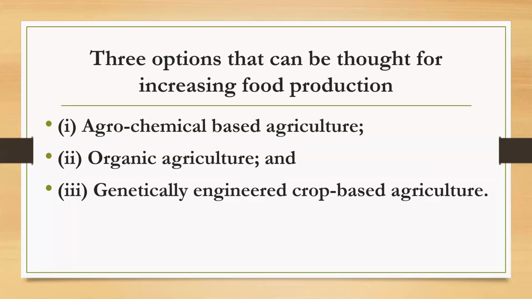So these are the three important options that can be thought of for increasing food production. Just observe here, in the case of genetically engineered crop-based agriculture, the yield is high. At the same time, there is no much harm, especially no pollution to nature. So this is a positive aspect. We can get many benefits by using genetically engineered crop-based agriculture.